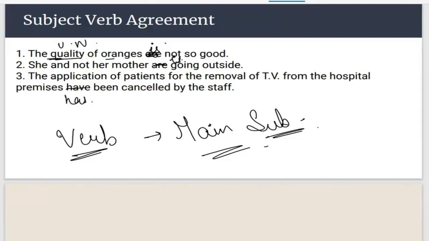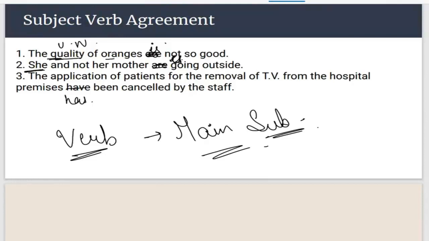Okay. Now let's talk about question number 2. She and not her mother are going outside. Who is going outside? She or her mother? She is going outside alone. Nobody else is going. So here the main subject is she, and according to she, we will be using a singular verb here. So are is replaced with is.